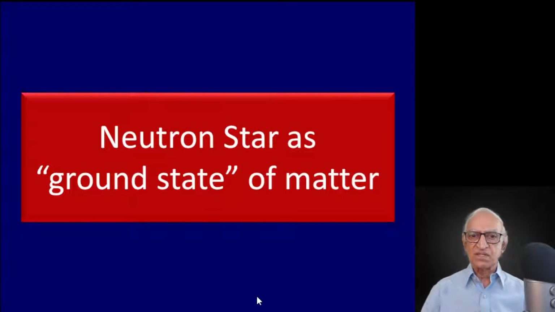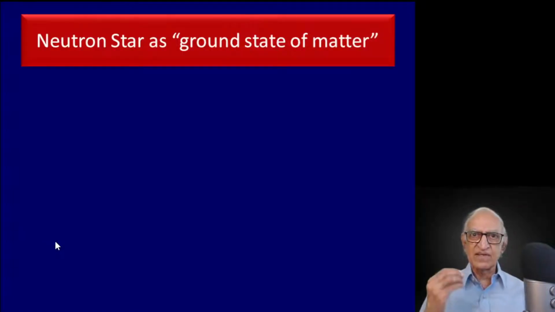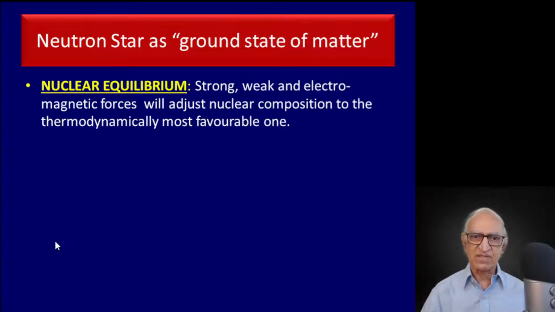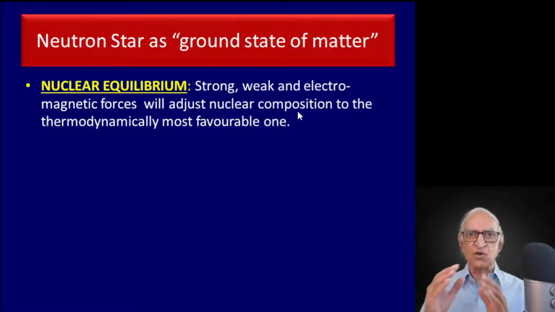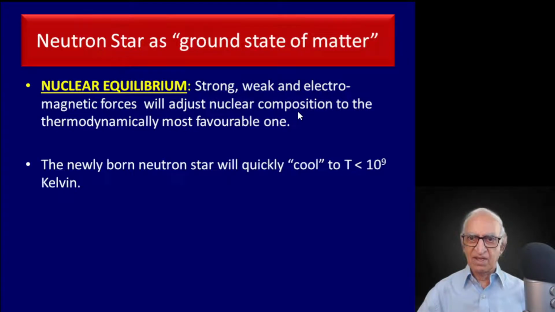Now I want to discuss supernova as the ground state of matter. Matter can be regarded as in the absolute ground state if it is at the absolute zero of temperature or at extremely low temperature. But first, let me make this remark. The collapse of the iron core to form a neutron star is so rapid that one can safely assume that strong, weak, and electromagnetic forces will adjust the nuclear composition to the thermodynamically most favorable one, namely the one with the lowest free energy.